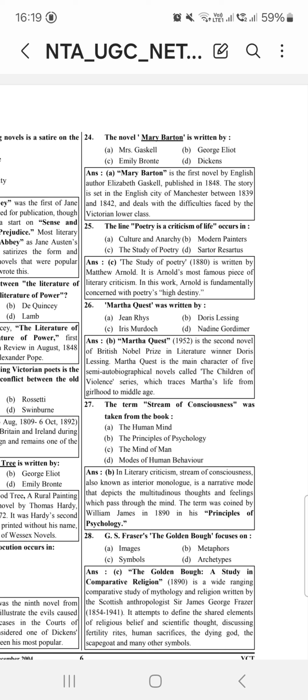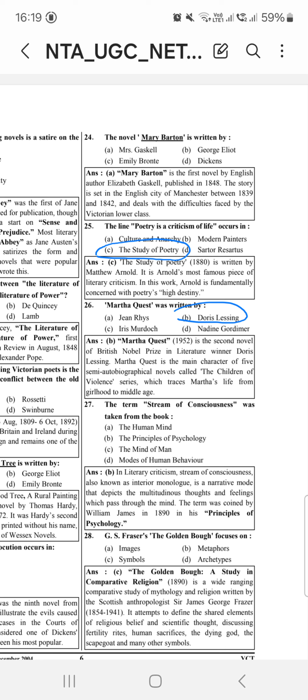Question 25. The line "poetry is a criticism of life" occurs in The Study of Poetry. The Study of Poetry: poetry is a criticism of life. And the 26th: Martha Quest was written by Doris Lessing.